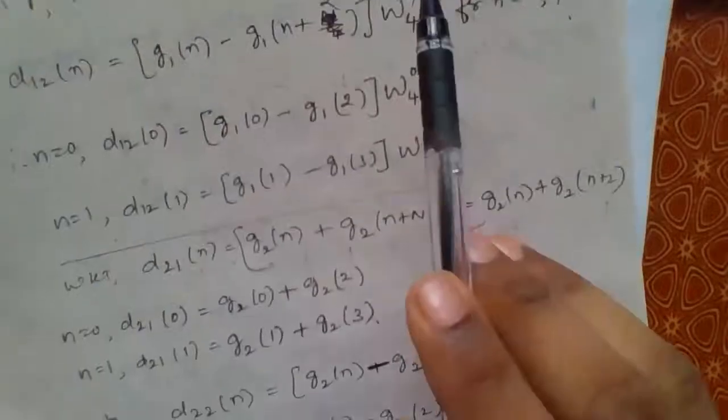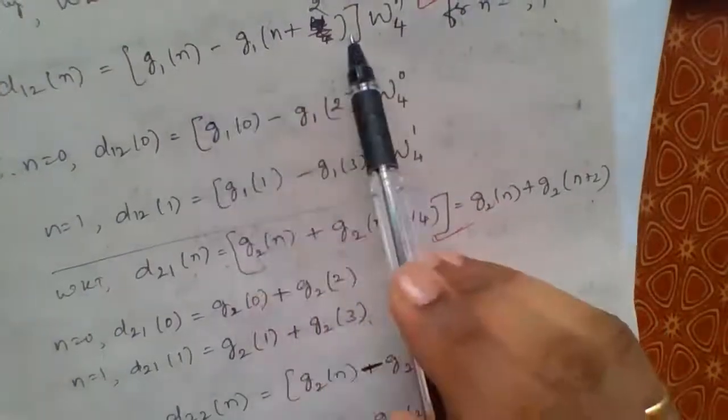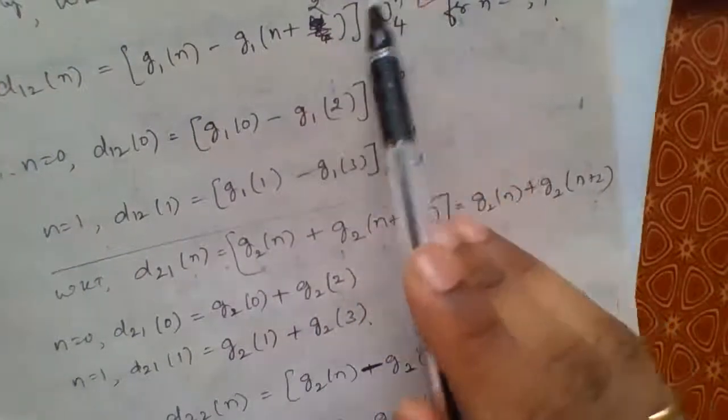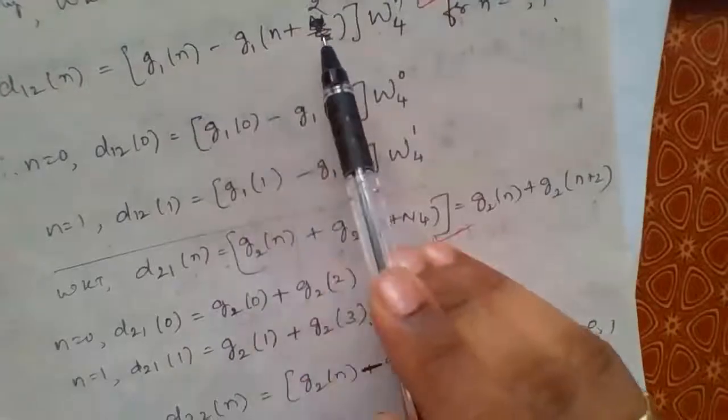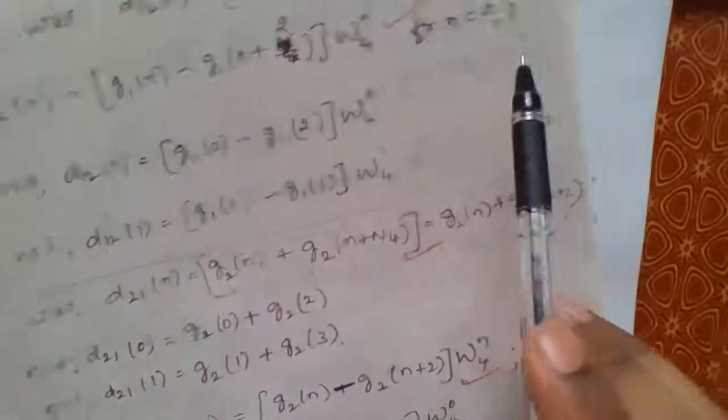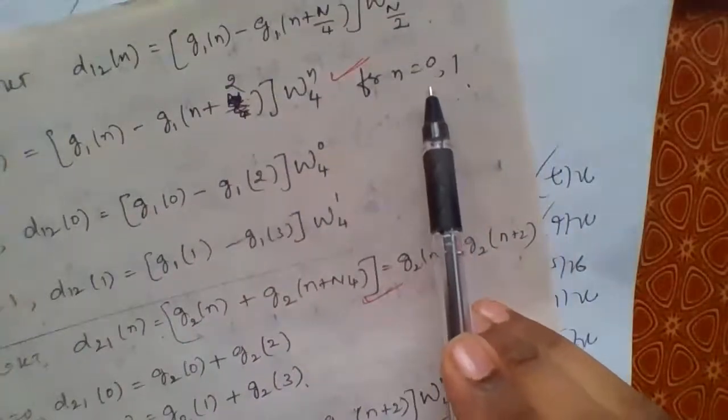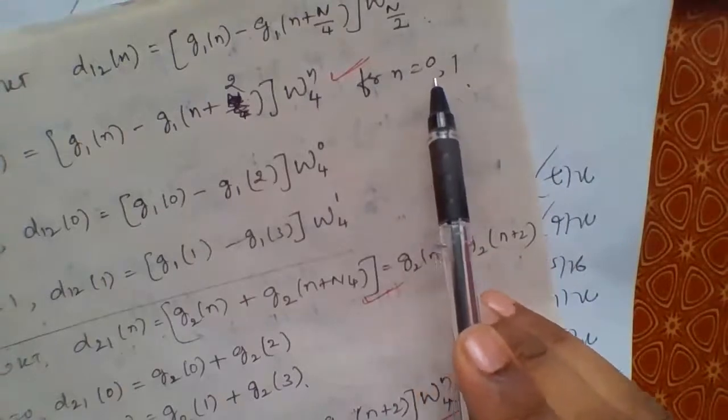So now write a simplified equation. Put n by 4 as 2. Now we'll start writing the difference equations. Similarly here also we can have only two equations, either for n equal to 0 or for n equal to 1.